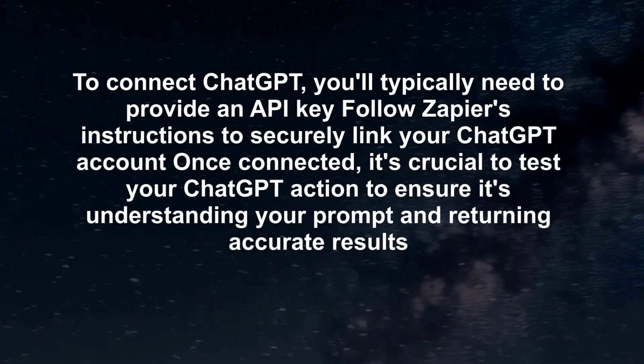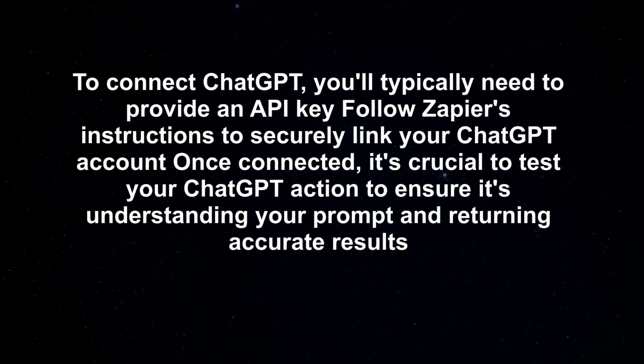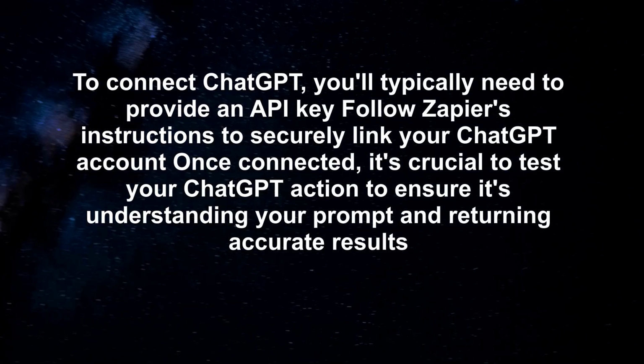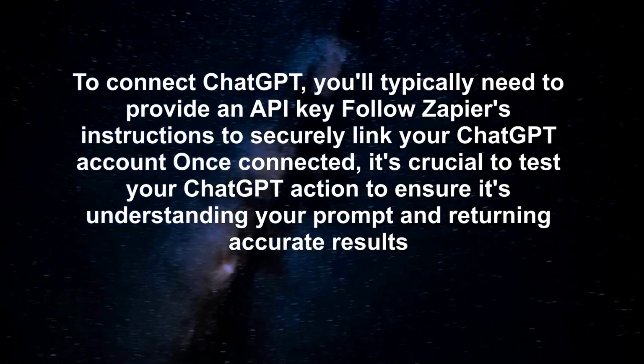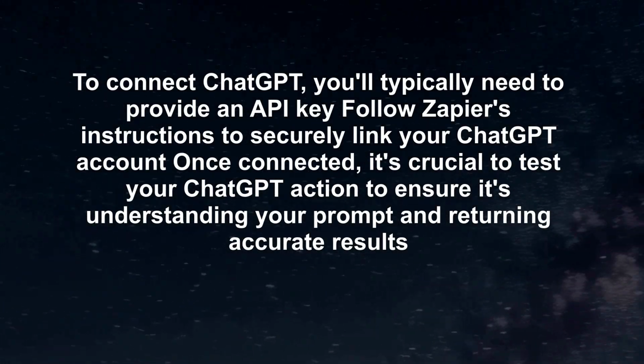To connect ChatGPT, you'll typically need to provide an API key. Follow Zapier's instructions to securely link your ChatGPT account. Once connected, it's crucial to test your ChatGPT action to ensure it's understanding your prompt and returning accurate results.